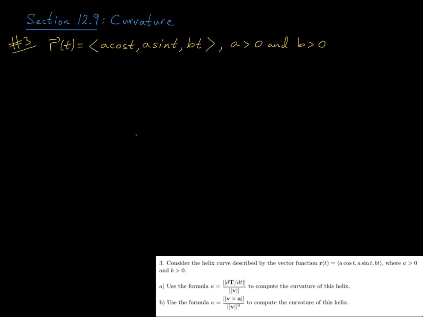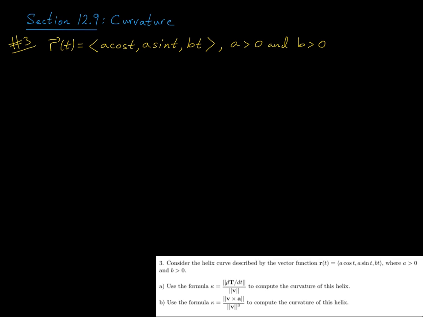Next up is problem number 3 on the worksheet. It says, consider the helix curve described by the vector function r of t, which is a cosine t, comma a sine t, comma bt, where here a and b are positive constants. And part A says to use the formula kappa equals the magnitude of the derivative of the unit tangent vector with respect to time divided by the magnitude of the velocity to compute the curvature of this helix.